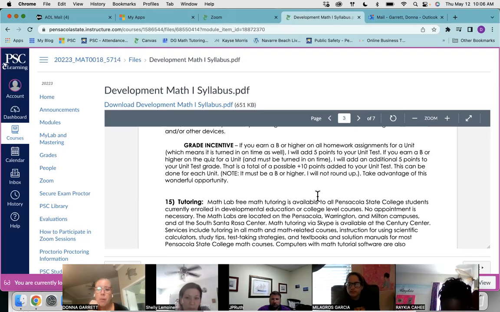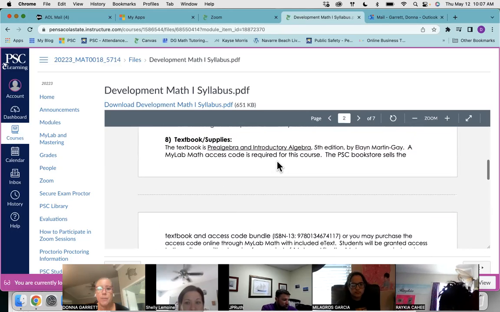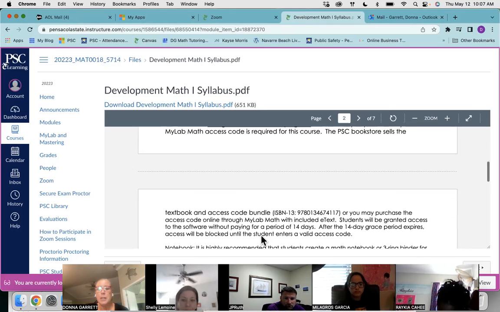Where do we get the books from? The bookstore. Yeah, the bookstore. And you have to order, actually here, hold on a second. Let me go back. I think it's here. Right here, textbook supplies. So this is a textbook. The PC bookstore sells the textbook and access code bundle, and it actually has an ISBN number that you can use. Or you can purchase the access code through My Math Lab and include an e-text. So it's up to you if you want a physical book or if you want an online book.